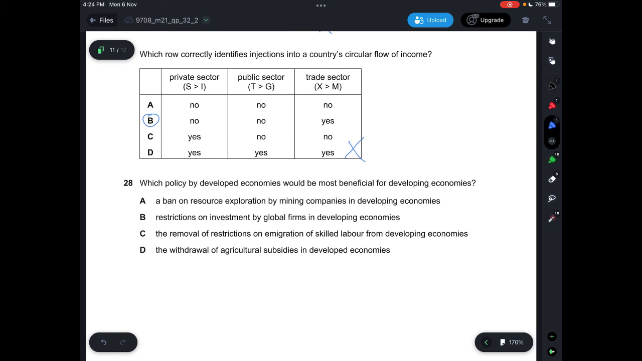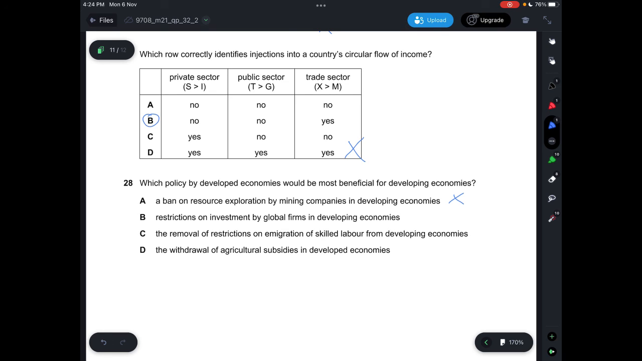Question 28, which policy by developed economies will be most beneficial for developing economies? A says a ban on resource exploration by mining companies in developing economies. This one is incorrect because if you ban resource exploration, then the natural resources of that country cannot be extracted and used for increasing output of a particular product. So it results in a decrease in output, at the same time a decrease in AD and then a decrease in GDP. So it will actually harm the developing countries.